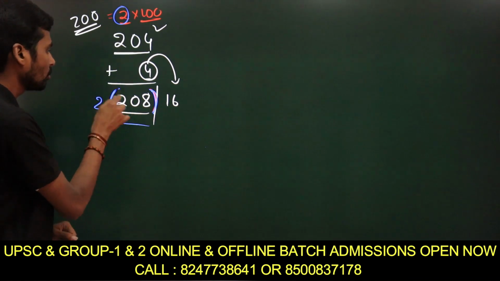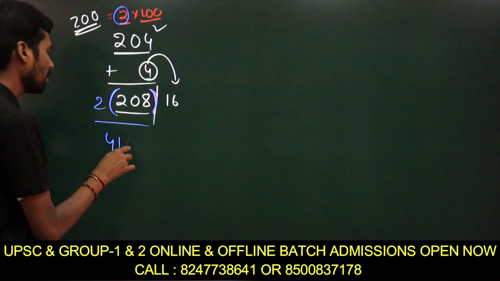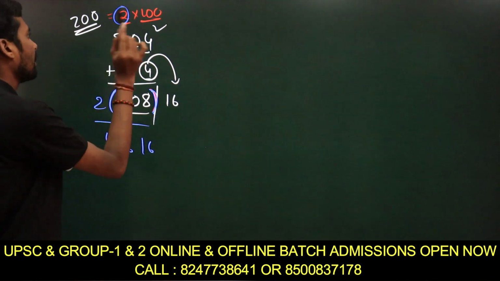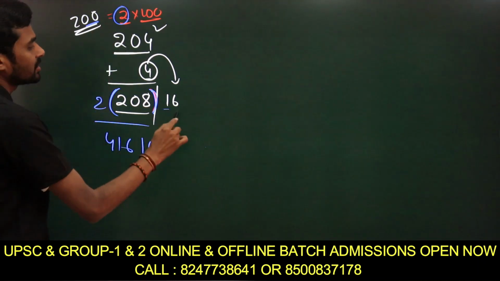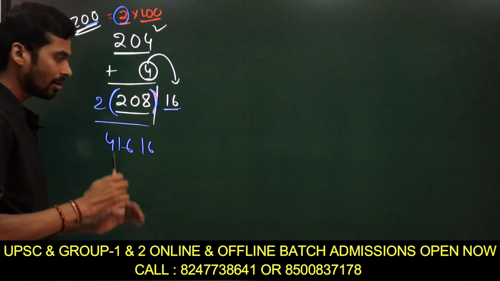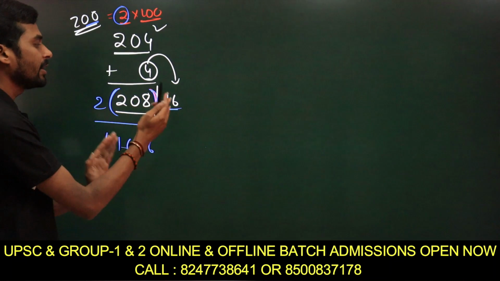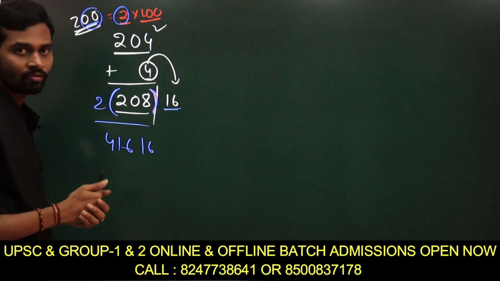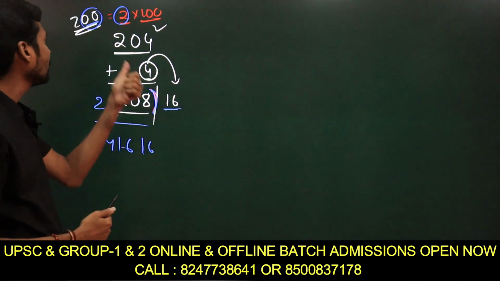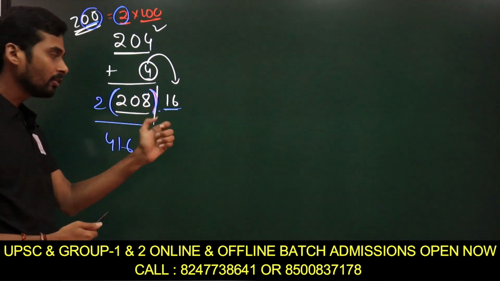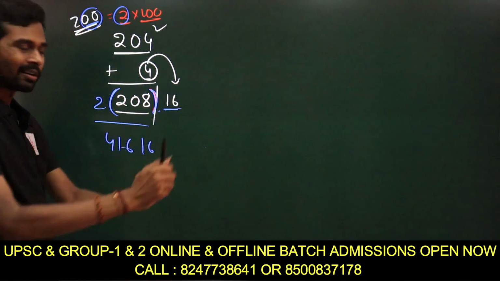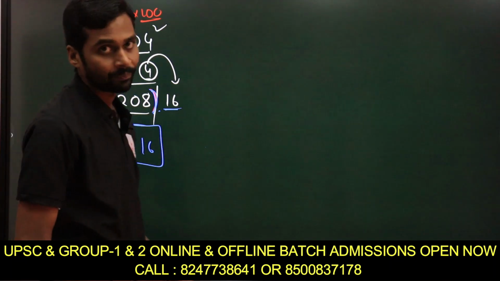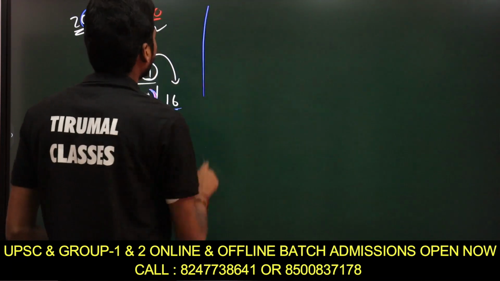So 208 into 2 is what? 416, and the remaining part is 16. You keep on checking the number of digits in the right side part. How many digits should we write? That always depends on the number of zeros in the base value. Since I have 2 zeros and I already have 2 digits, I don't need to disturb the right side part. So what is the final answer? 41616. Clear? Let me take another number.